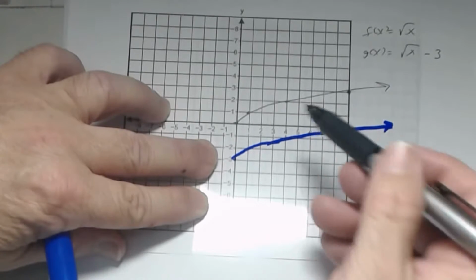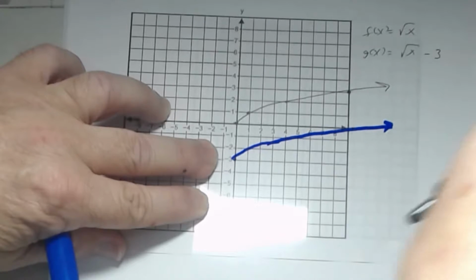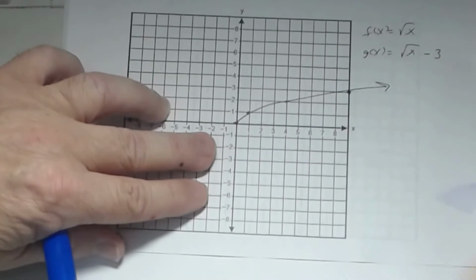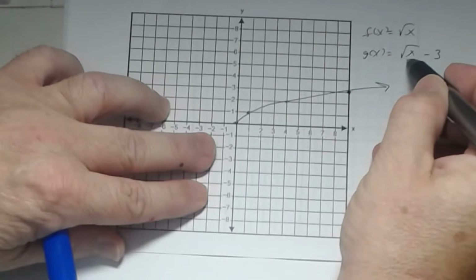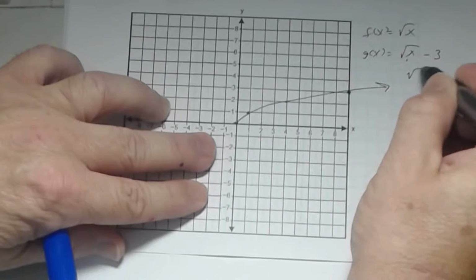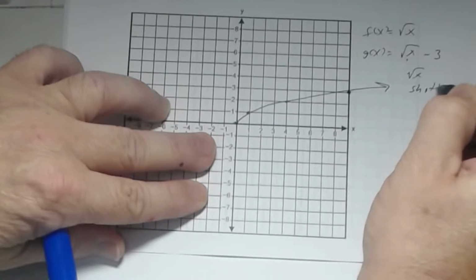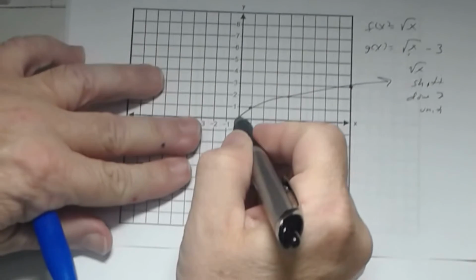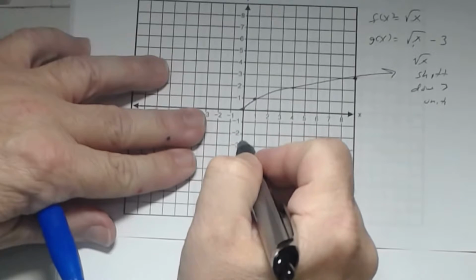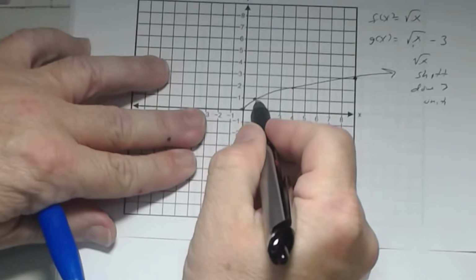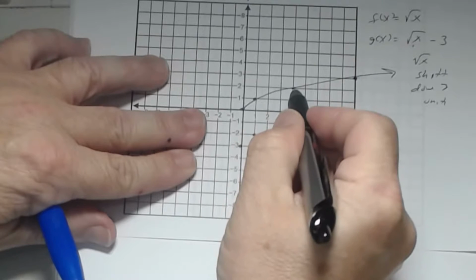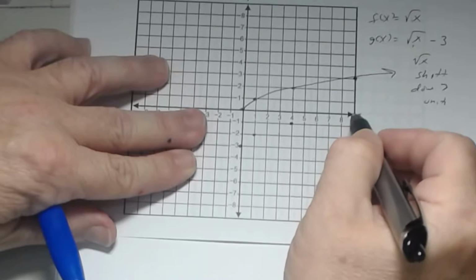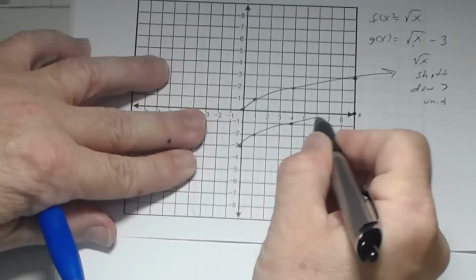That should not be an issue anymore because we talked about square root, we talked about absolute value, and we talked about shifting. All you do here is take the square root function and shift it which way? Down 3 units. So this point, move it down 3: 1, 2, 3. This point, 1, 2, 3. This point, 1, 2, 3. And this point, 1, 2, 3. And so there's your graph.